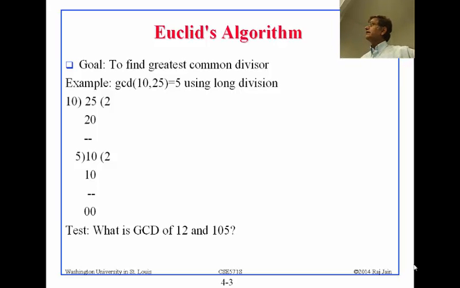So what you do is you take 25 divided by 10, and whatever remainder you get, in this case the remainder is 5, you divide 10 by that number, and then whatever remainder you get, you divide that into the previous divisor. You keep doing this until you reach 0. The last divisor is the greatest common divisor, GCD.